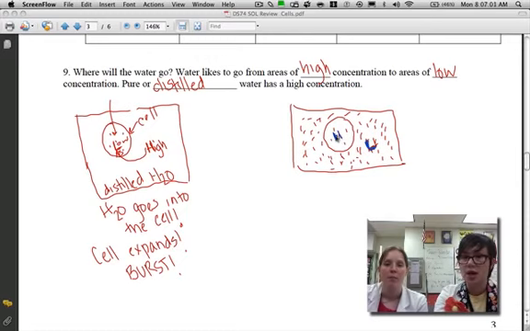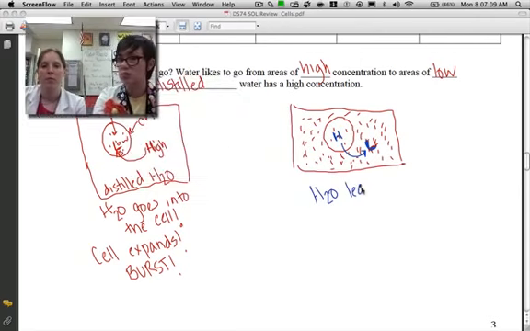So I'm going to be low on the outside, which means that by default I'm going to be high on the inside. Right. And again, water always wants to be equal, so in this case water is going to flow out of the cell. And if water flows out of the cell, is the cell going to expand or is it going to contract? It's going to contract. It's going to get smaller or shrink.